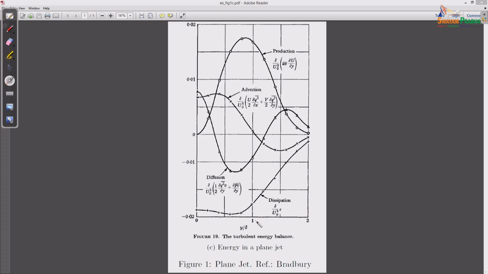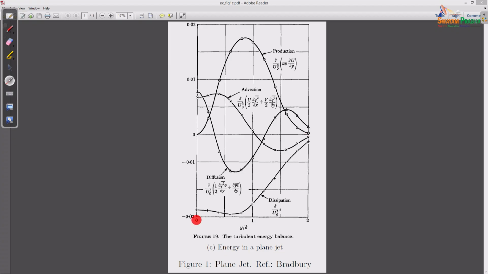Now, if you see y by delta is equal to 1, right? So delta here is actually the half width, and if that's so, y by delta is here, okay? So y by delta is 1. So this is what we are looking at. This is the plane, y by delta equal to 1. Then if y is 2 times delta, it's slightly far away from the jet, right?